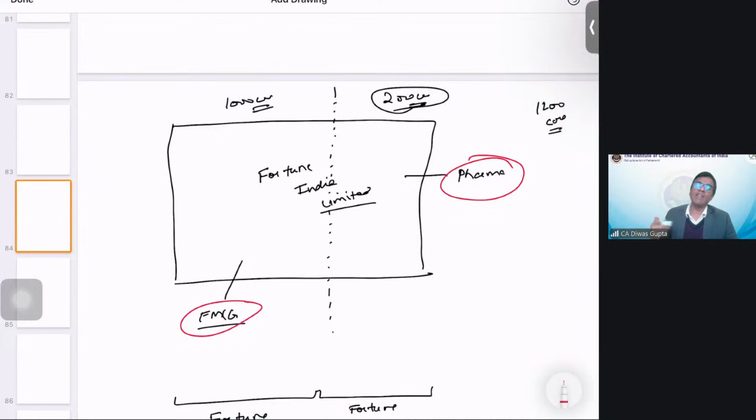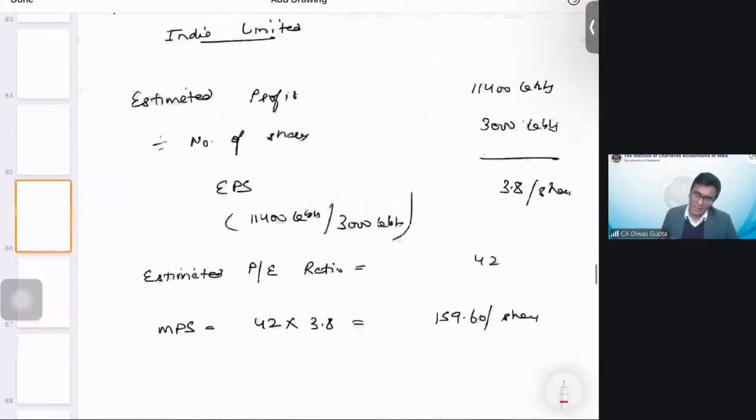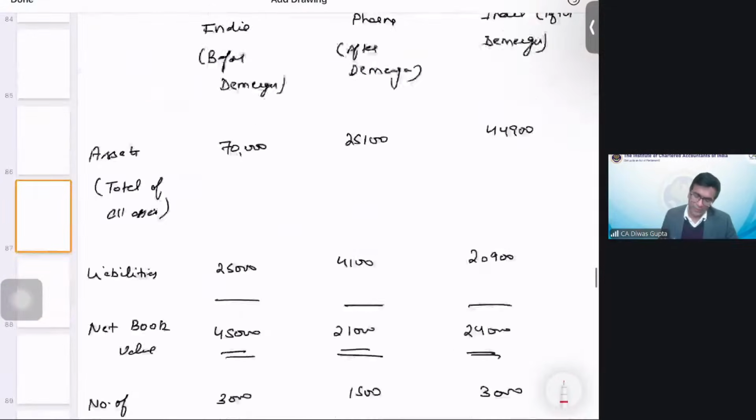Now what will happen? How do you really value the pharma business? How do you value basis the net assets model, basis the future earnings model? So this is what the question is all about. Okay. But don't get confused here. Conceptually, everything remains the same.